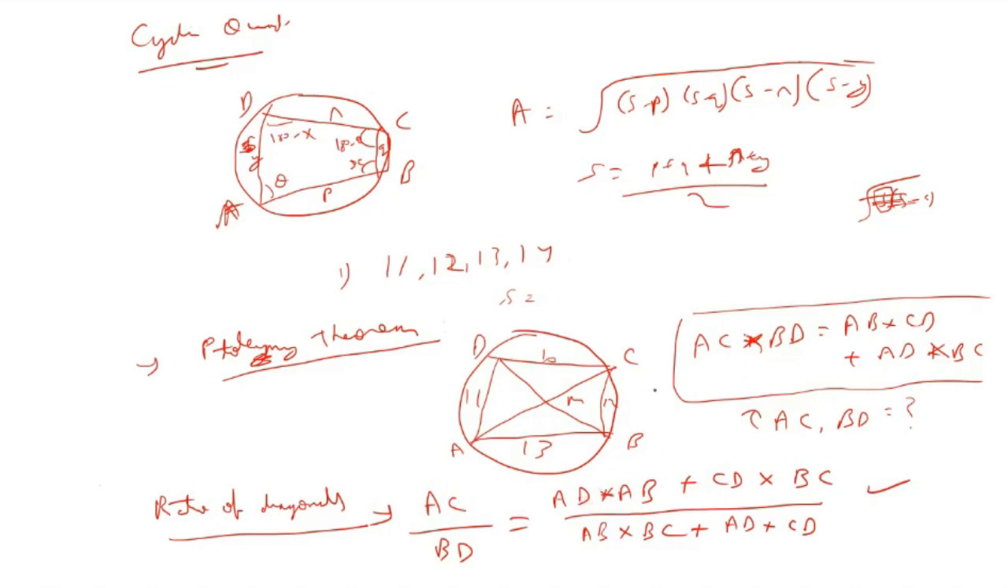So now, if I give you the sides and you're asked for the product, that's a direct formula. But if you're asked for the diagonals, then you need one more equation. So you'll find out the product of the diagonals, you'll find out the ratio of the diagonals, solve those two equations and get the diagonals themselves.